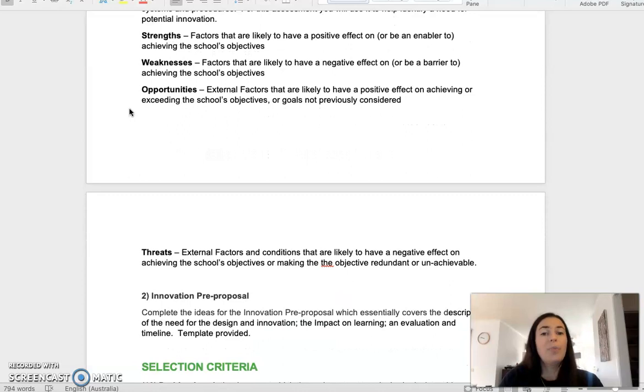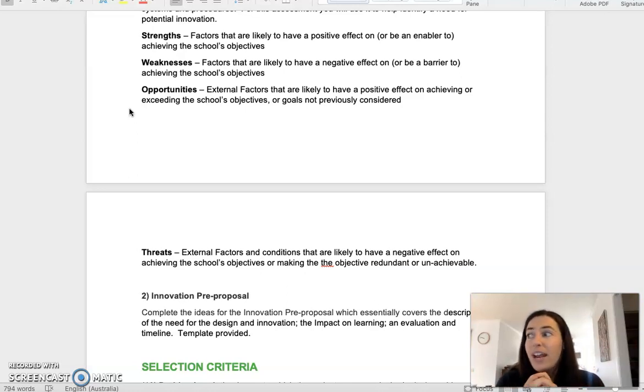Opportunities, when we're looking at opportunities, we're looking at factors that have a positive effect of achieving or exceeding the school's objectives or goals not previously considered. So what are some things that these students might get out of this that don't necessarily have to be in a school's objective, or it doesn't have to be in the school curriculum? What are some things? Is it the fact that we are cross-curricular?